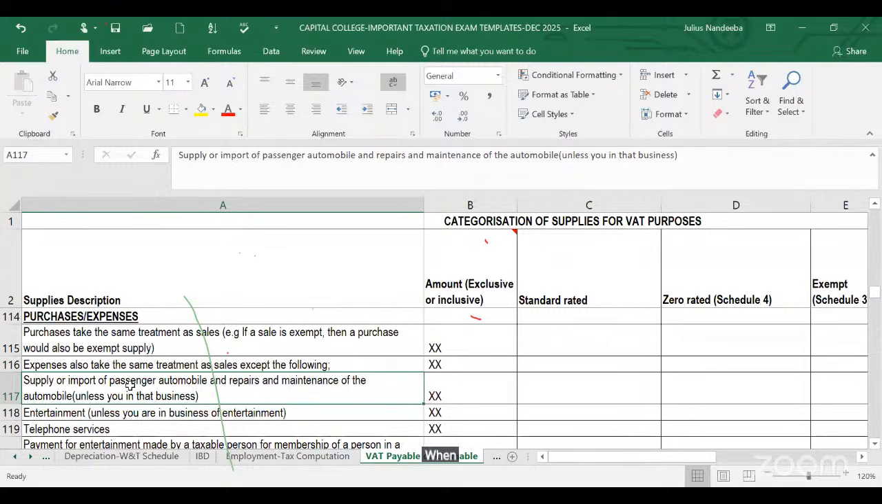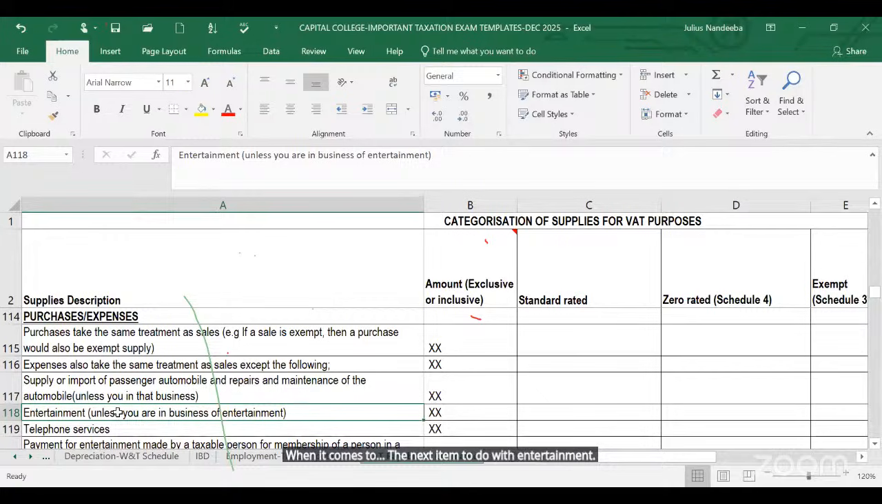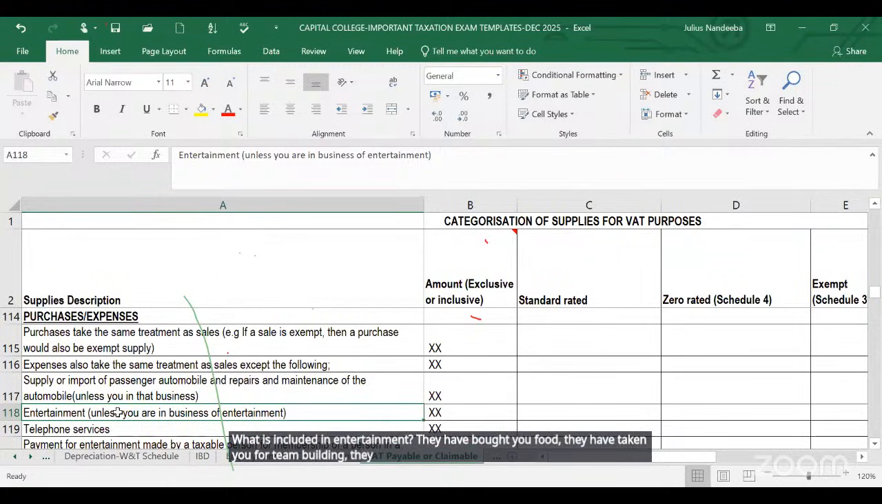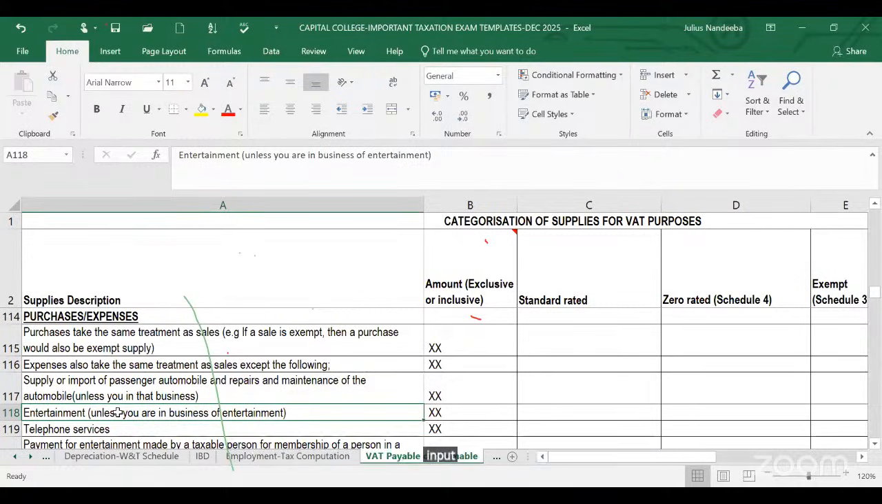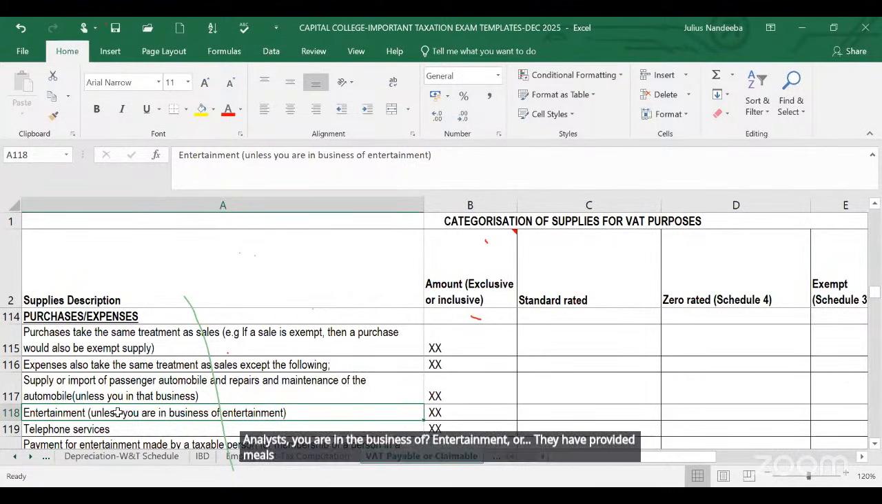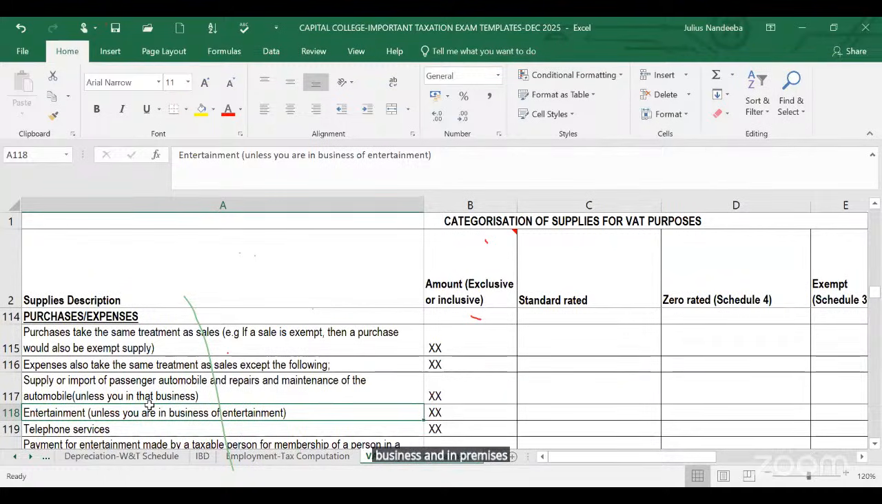When it comes to the next item to do with entertainment, what is included in entertainment? They have bought you food, they have taken you for team building, they have thrown a party on you, and they have incurred some input tax. That input tax cannot be claimed unless you are in the business of entertainment, or they have provided meals and refreshments to all staff on an equal term basis and in premises operated by the employer.